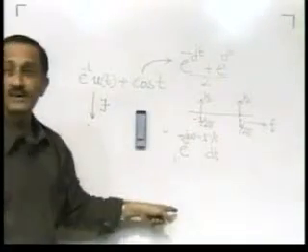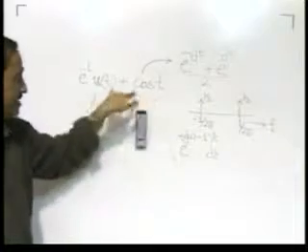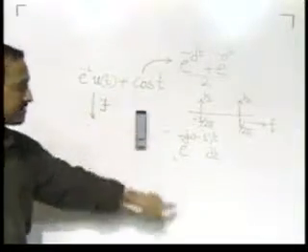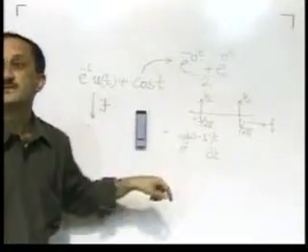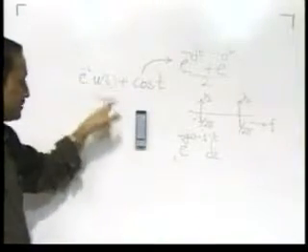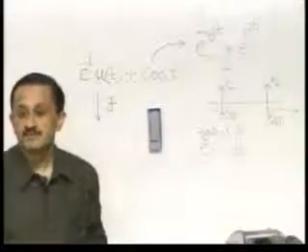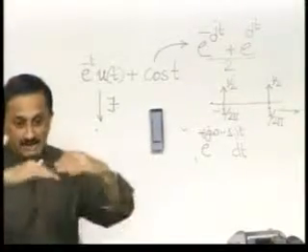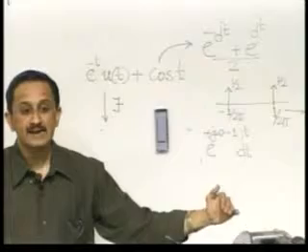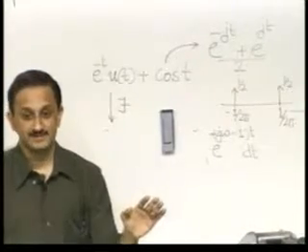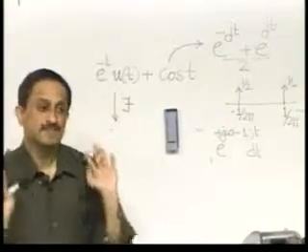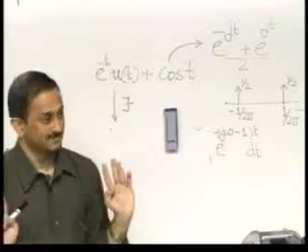For example, the Fourier transform of this function would be considered as the sum of these two Fourier transforms. The Fourier transform of e raised to the power, which is 1 by 1 plus j omega, plus this pair of impulses. So the Fourier transform would have a continuous part, or an analytic part, and an impulsive part. And one must interpret them separately, one must deal with them separately. Right?